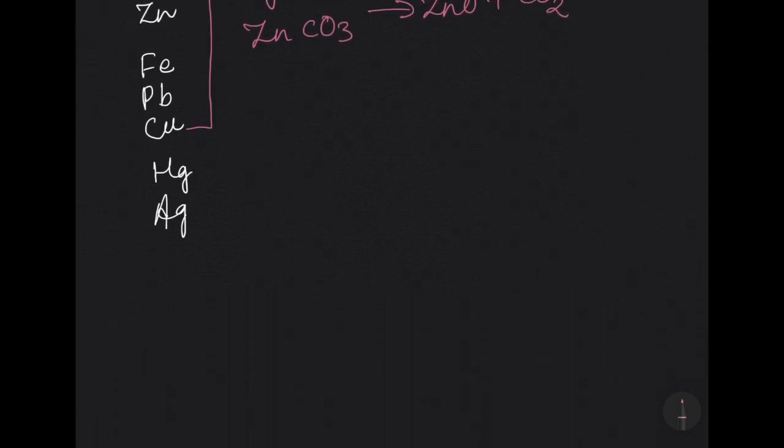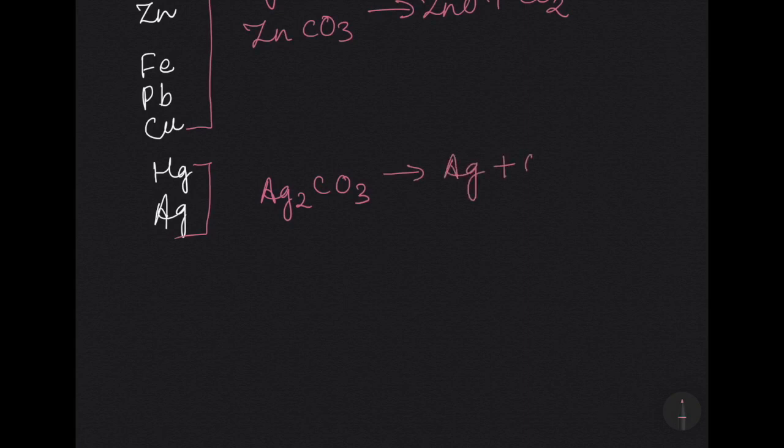And then moving on to the least reactive elements, that is mercury and silver. If we heat silver carbonate or mercury carbonate, we'll get the metal. Silver will get oxygen gas and carbon dioxide. So balancing it, 2, 4, 2.